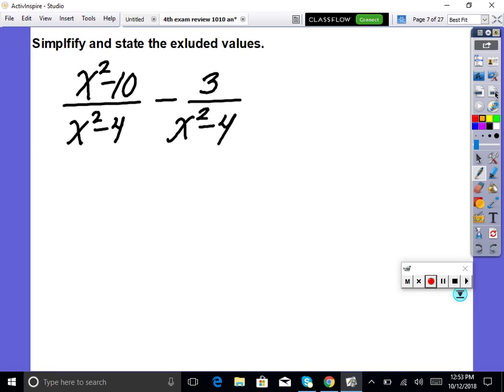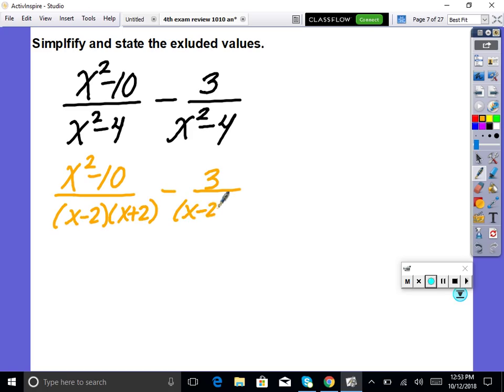Alright, so subtraction, you have to switch your mindset. With subtraction and adding, the only thing I factor is denominators. So we have x squared minus 10 over x minus 2, x plus 2, minus 3 over x minus 2, x plus 2. You'd say I get a common denominator. Well, let's restrict, so x cannot be 2 or negative 2. Then you get a common denominator, which is done. Now we can combine the numerator. This is a subtraction problem, so combine like terms in just the numerator.